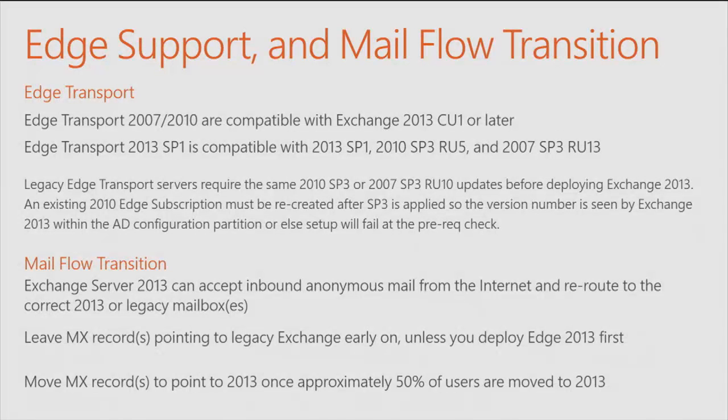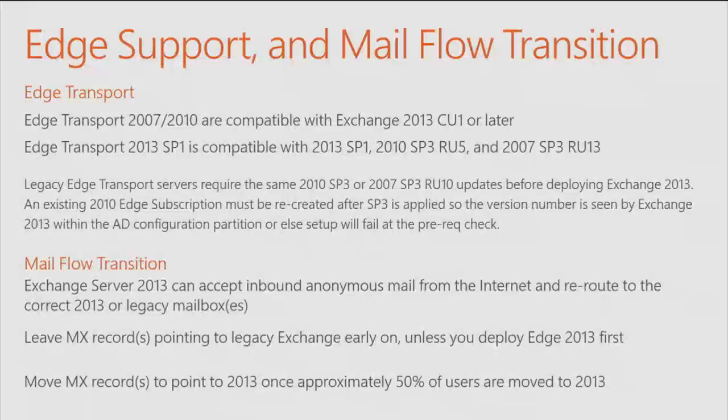Just a note again, if, as I mentioned earlier, you apply SP3 on a 2010 box, make sure to redo that subscription so we see the version increment internally. Mail transition. So when do I move my mail flow during my deployment to point to 2013? It's really one of those things that's entirely up to you and what you feel most comfortable with. But if you do go and deploy 2013 Edge first, you might do it right off the bat. Say, oh, let's start using our 2013 Edge and pass the mail through there, and we can retire our Edge 2007 or 2010 and move forward with the rest of the deployment.